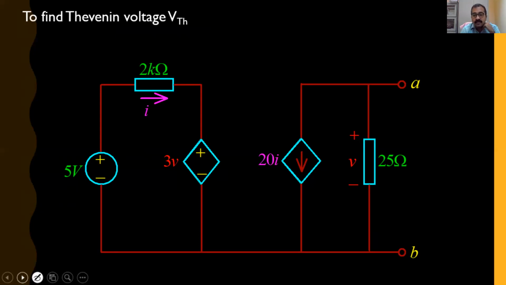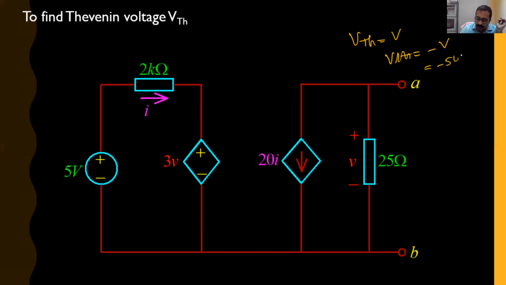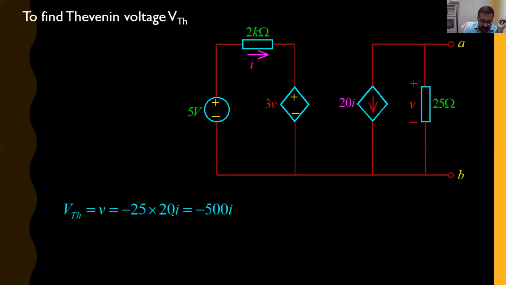Okay, so how can we find this? What is VTH? VTH is this voltage, which means the voltage across the 25 ohm. VTH is nothing but the same as V. But you see the current is entering like this, so it is opposite to the convention. So your VTH will be minus V. How will you find it? Current 20I is flowing through 25 ohm. So what will be your minus V? It will be minus 500I. Okay, VTH will be minus 500I.